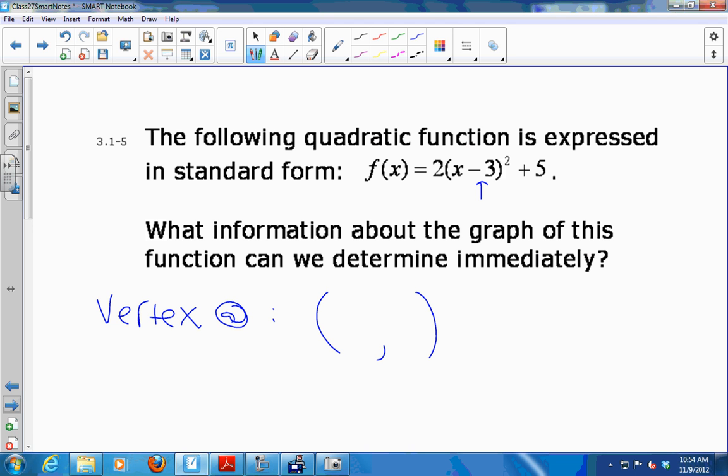Right 3 units. From 0, 0, right 3 units would land me at 3 for x. And up 5. So if I shift right 3 and up 5 from the point 0, 0, I land at 3, 5. So I know my vertex right away. So that's the advantage of the standard form or the vertex form. You can get the vertex just by glancing at it, if you know a little bit about transformations.